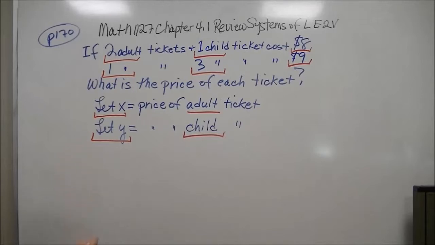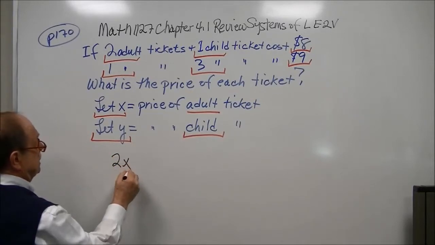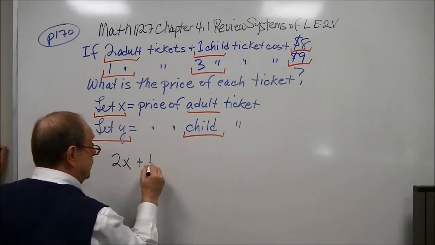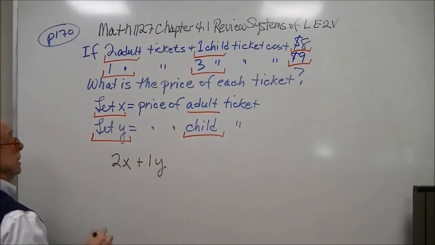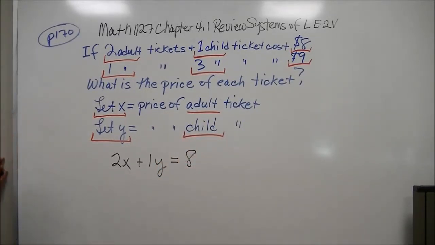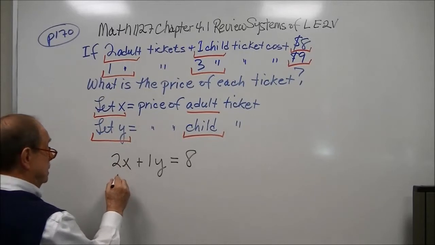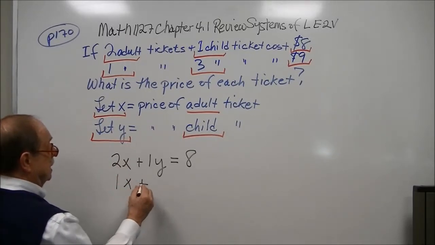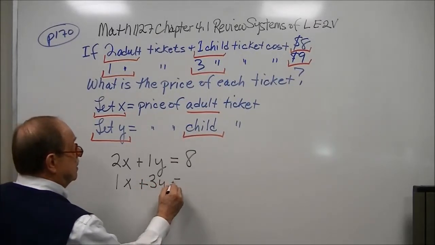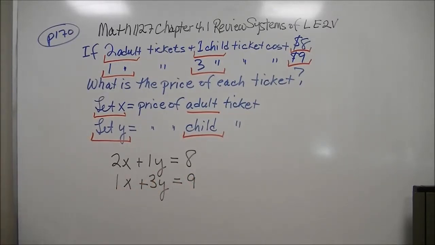And our basic equation here will be two adult tickets, which would be 2x, plus one child's, and we could put a 1 there, but we don't usually write it. That's going to equal $8. So that's pretty straightforward. And then in the other equation, we're going to say that one adult ticket plus three child's tickets cost $9. So now we have two equations.